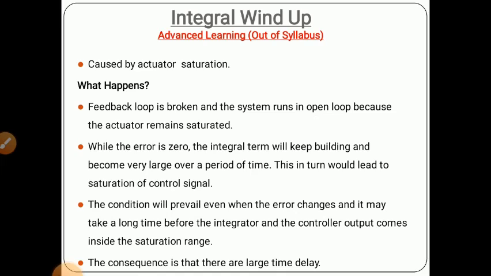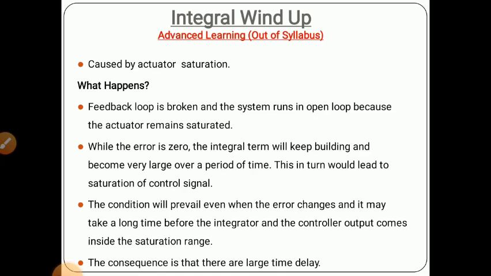One more point is integral wind up. This is for advanced learning purposes. It is caused by actuator saturation. Because of saturation of the actuator, this error occurs. What happens in this case? The feedback loop is broken and the system runs in open loop because the actuator remains saturated. While the error is 0, the integral term will keep building and becomes very large over a period of time. This in turn will lead to saturation of the control signal.